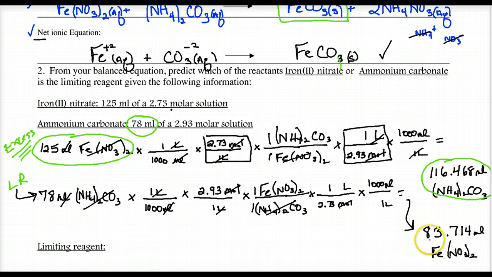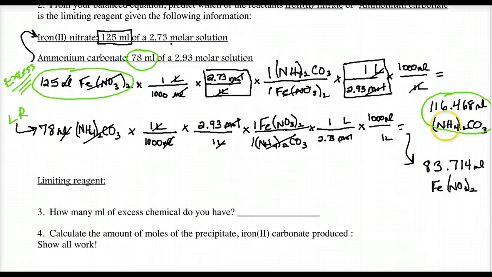Well, we need exactly 83.7. Well, guess what? We have 125 milliliters. We have more than enough iron nitrate to make the ammonium carbonate disappear. That's why this chemical is the excess. It's excess by how much? Well, if you subtract 83.7 from 125, that's how we get the excess chemical.